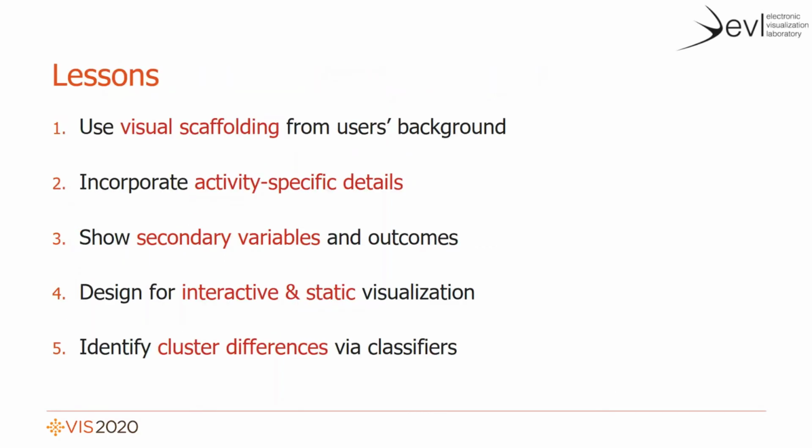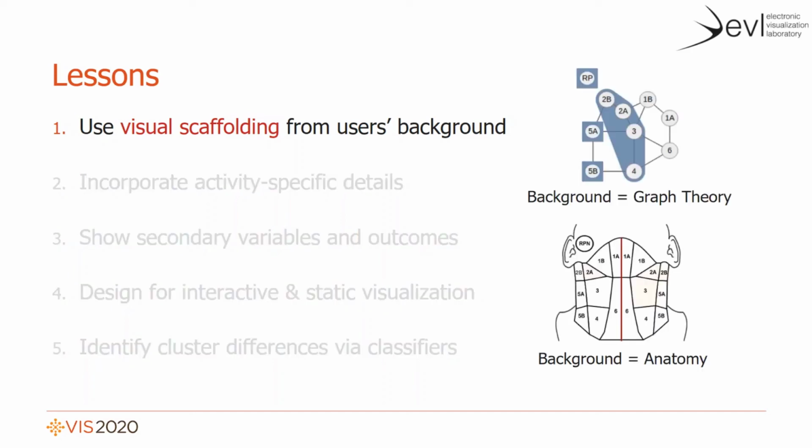Throughout the course of this project, we have identified 5 design lessons. First, use visual scaffolding based on the user's background. During model development, we found that a graph metaphor worked best, while during deployment, clinicians in the wider audience preferred a frontal, butterflied, anatomical map of the neck that was used routinely in radiation oncology.